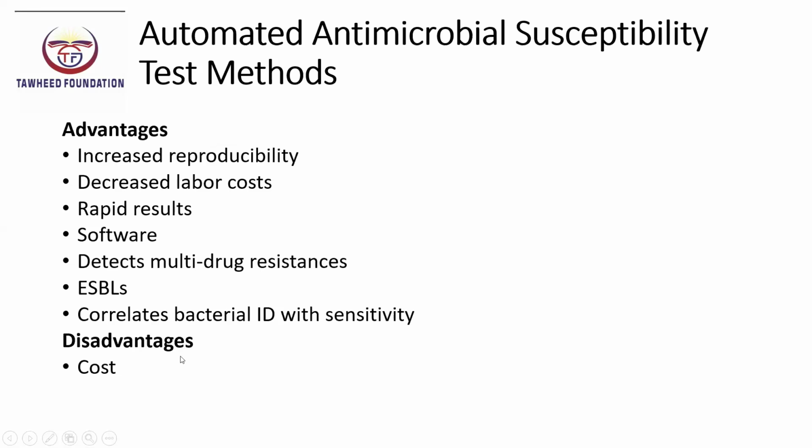Advantages and disadvantages of using automated AST system. Advantages are increased reproducibility, decreased labor costs, rapid results, software included, detection of multi-drug resistant organisms and ESBLs, and it correlates bacterial ID with sensitivity. The disadvantage is that it is not cost effective.